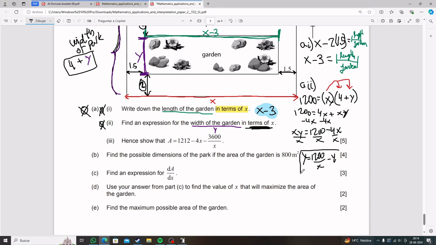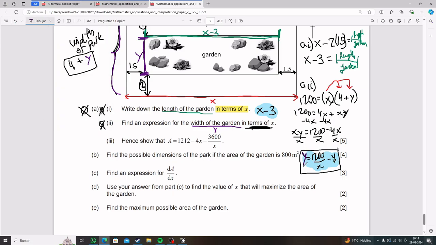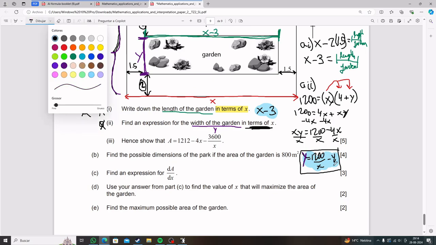Minus 4. So bada bim, bada boom. I put it in blue because it's my answer. The expression of the width of the garden, which we did call y in purple. So y equals 1,200 divided by x minus, this is a 4.